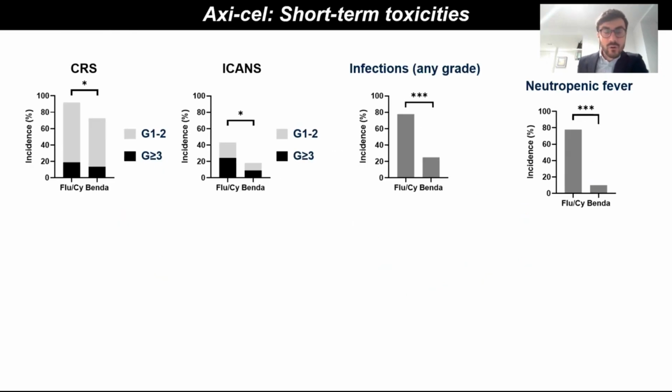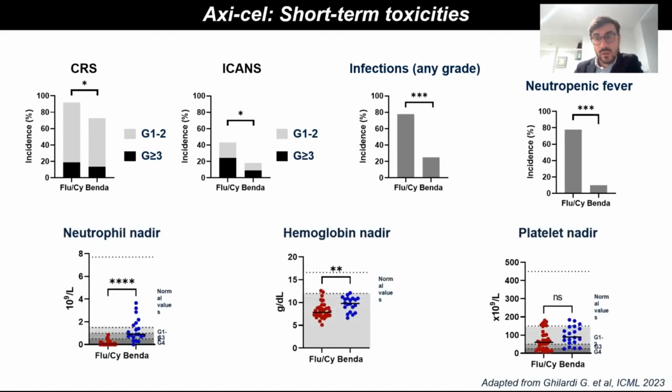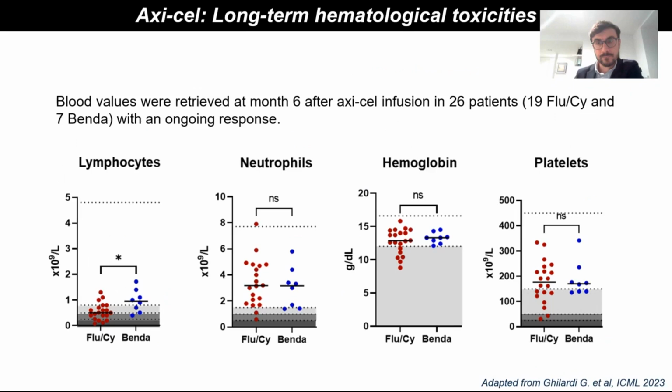However, again, also in this case, when we look at the toxicities, we discovered that CRS was reduced in the bendamustine-treated patients, and neurotoxicity was also significantly lower in patients receiving bendamustine. Infection and neutropenic fever were reduced, and this was linked to a difference in the cytopenias, with neutrophils and hemoglobin being lower in the flu-cy group as compared to benda.